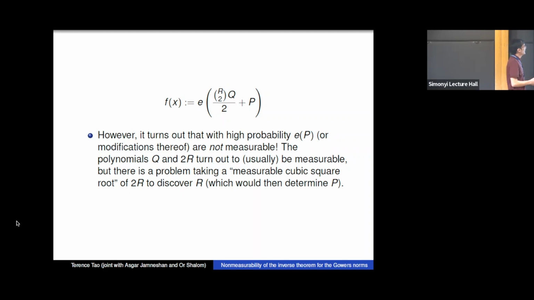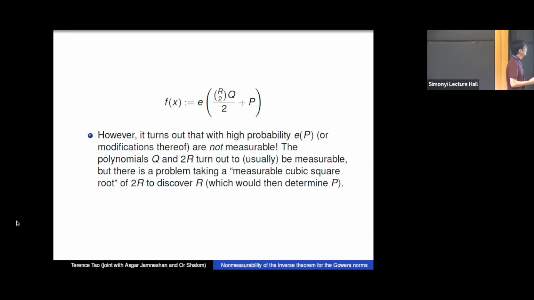But twice R tells you the parity of R, but it doesn't tell you R mod 4. So it doesn't know what R choose 2 is. If you knew what R and Q were, you could subtract out this noise term and recover P. But you only get to discover twice R. That's measurable.